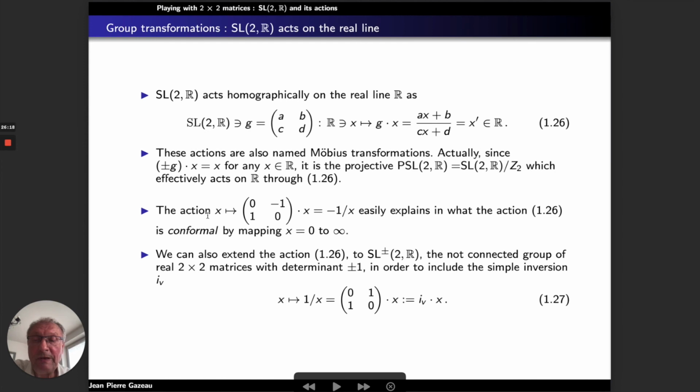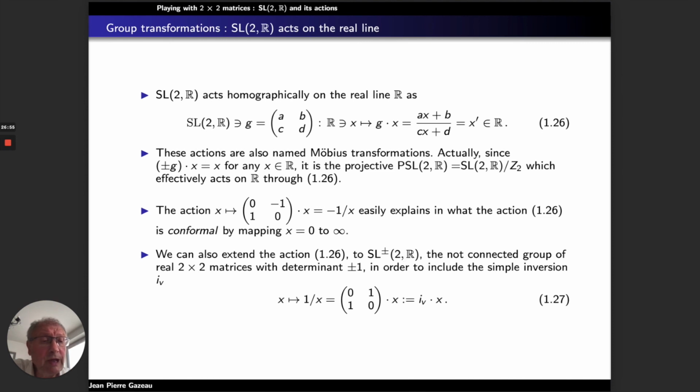And now a specific action of SL2R is the following one. If you consider this specific matrix, which is of course in SL2R because the determinant is equal to 1, it will give you minus the inverse of x. That explains that you go from 0 to the infinity here. It's a conformal action.